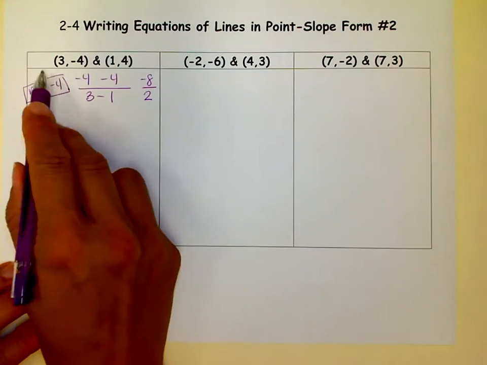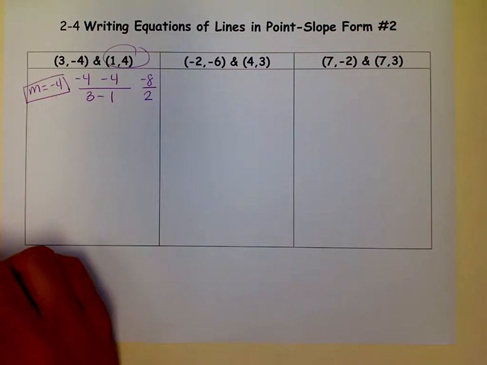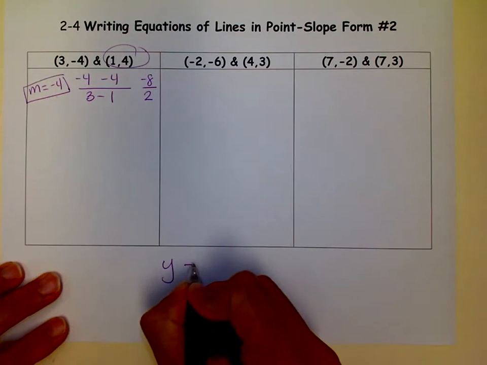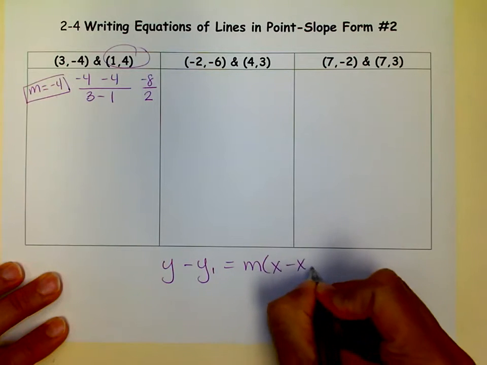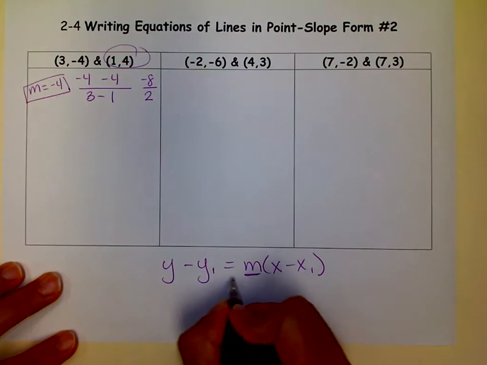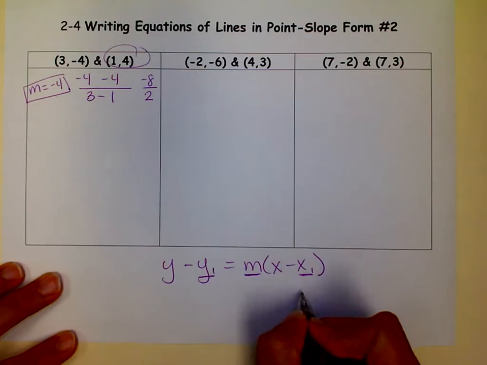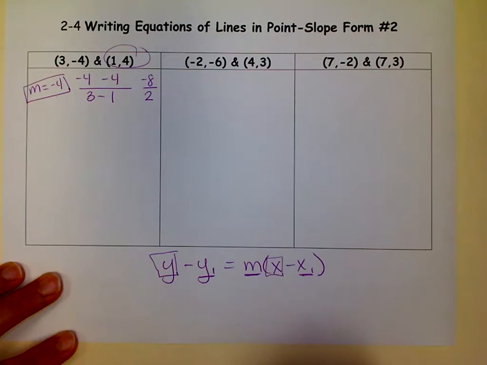Once I have my slope, I can choose either one of these points. I'll choose this one. It does not matter. It might look a little bit different in point slope form, but it is the same line. So remember, y minus y1 equals m times x minus x1 is our point slope formula, where this is the slope and these are the coordinates of your point. And these are the actual variables x and y. So I'm going to use that formula in this problem.